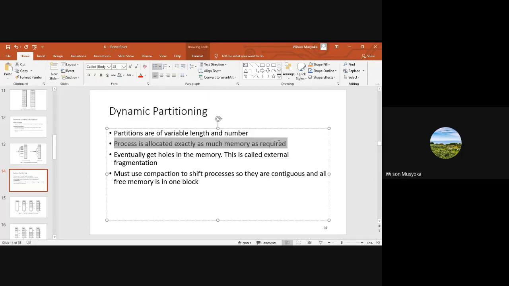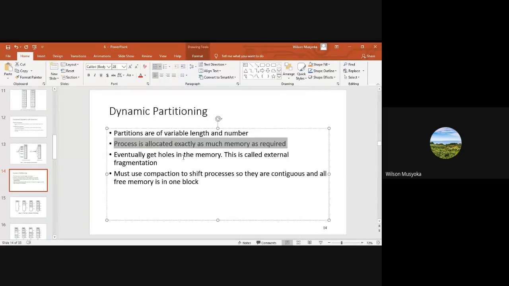So a process is allocated exactly as much memory as it requires. Not the concept of fixed memory allocation, but you are given what you need. If a process requires 2 megabytes, it will be given 2 megabytes. If it requires 10 megabytes, it will be allocated 10 megabytes. So this is what we are now saying.